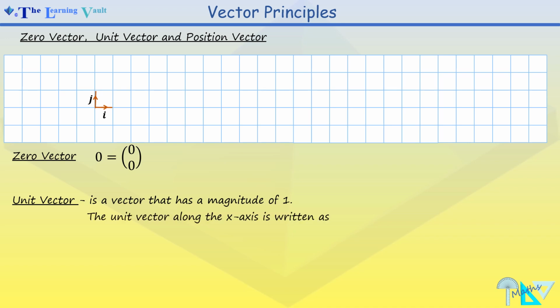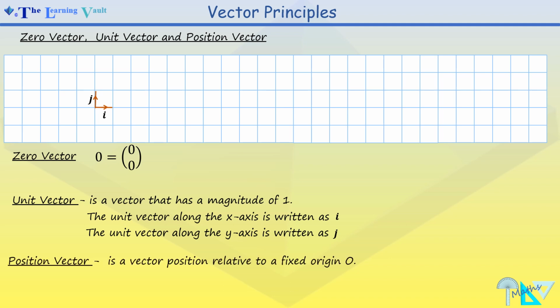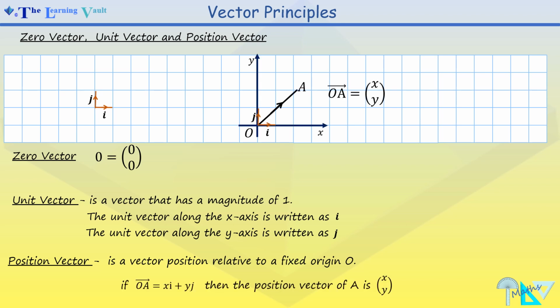The unit vector along the x-axis is written as i, and the unit vector along the y-axis is written as j. Position vector is a vector position relative to a fixed origin. So from the diagram there, if vector OA equals xi plus yj, then the position vector of A is column vector x, y.